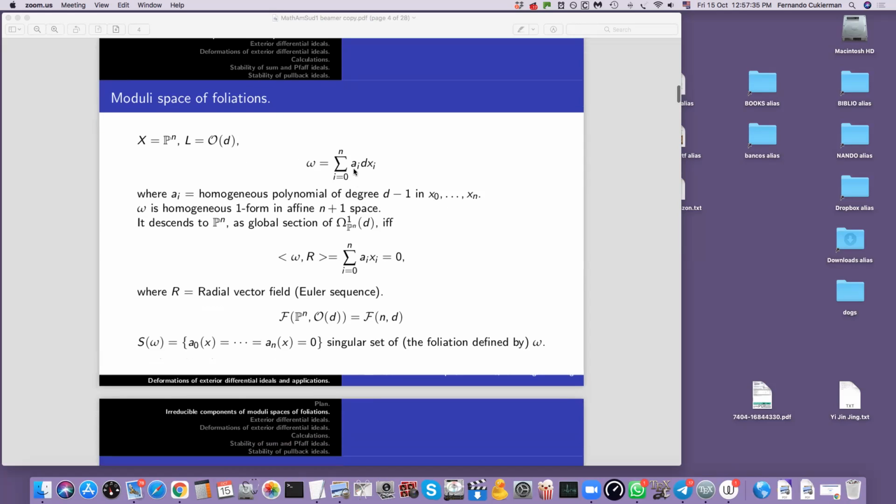We can think about it as a one-form in affine space. This form in affine space, to define a form in projective space, to descend to projective space, has to satisfy this condition: the contraction with the radial vector field is 0. So the coefficients a_i should satisfy this condition. This is a reformulation of the well-known Euler sequence for the omega 1 in P^n.